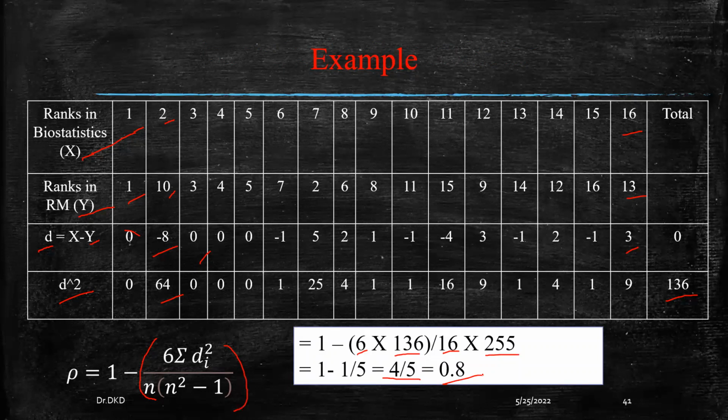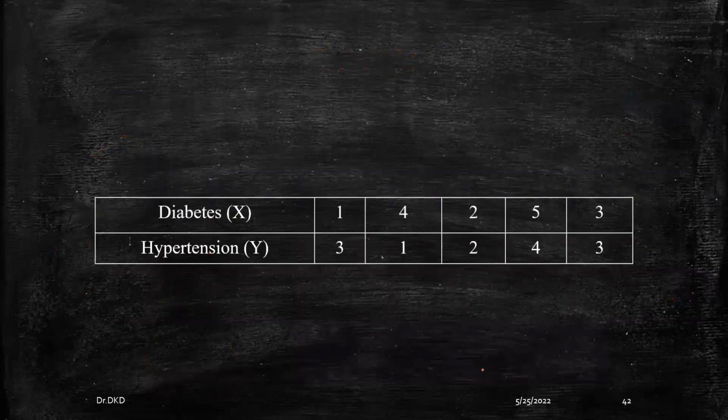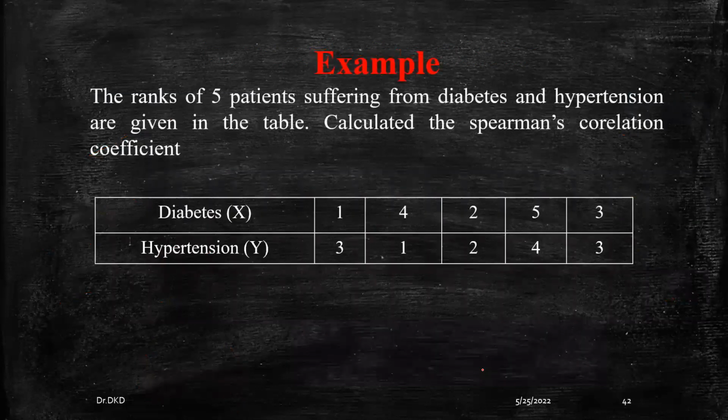So this is the correlation of biostatistics and research methodology. It means there is a strong correlation between the ranks of biostatistics and research methodology. Now we have another question, another example.